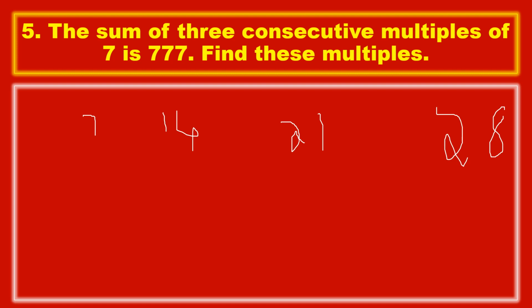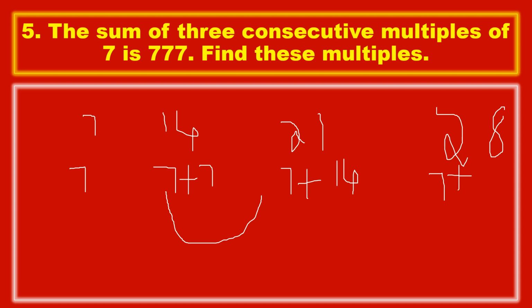Here 7, I can write. How did you get 14? When you add 7 to 7, you will get 14. Now how did you get 21? When you add 14 to 7, you will get 21. Next, 28: when you add 21 to 7, you will get 28.